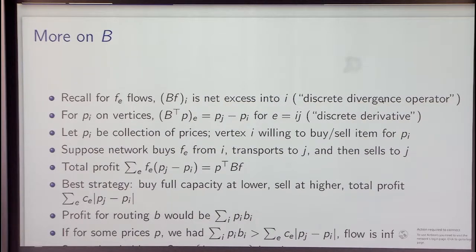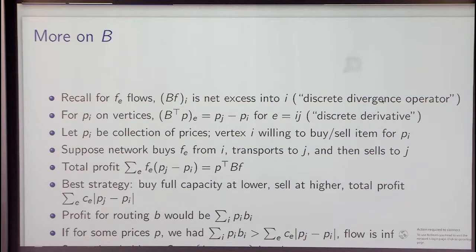So suppose that in response to the vertices announcing these prices, the network were to decide to buy some f_e units from i, transport it to j, and then sell to j. So the total profit would just be the sum over all edges of the amount that's transported times the price difference. So if you see a form like this, P transpose Bf, that quantity is the total profit for transporting according to f with prices P.